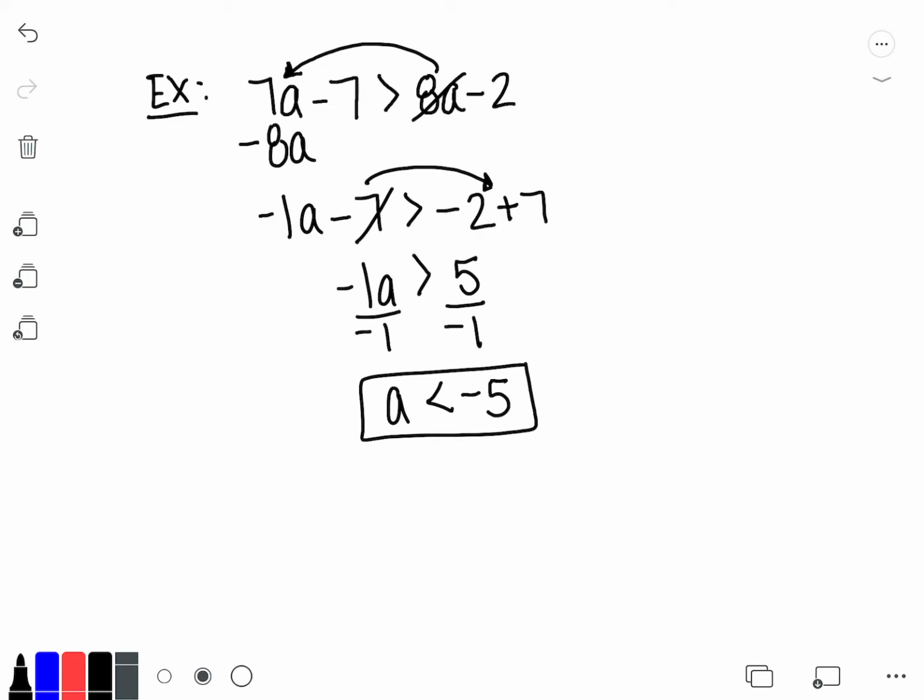Why did I flip my inequality? Because we divided by a negative. If you notice that number at the bottom, if it's negative, you're going to flip your symbol. Don't forget about that. You only flip if that bottom number is negative. In other words, if your variable is negative, you're going to flip your inequality.